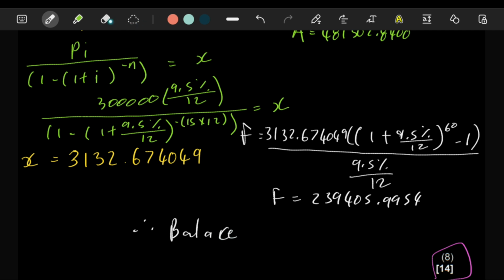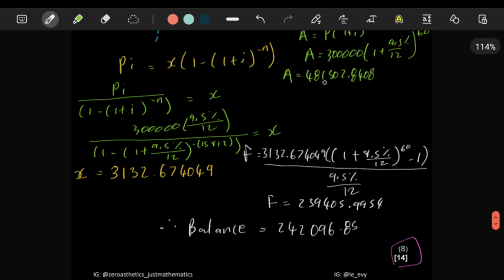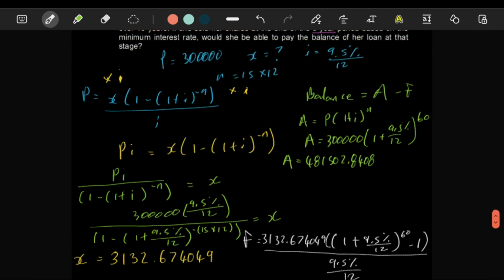You see, balance is just A minus F. So let's see what A minus F is in the calculator. It is 242,096.85 if you round it up to 2 decimal places. So that's the balance that we're getting when we say A minus F, you see.